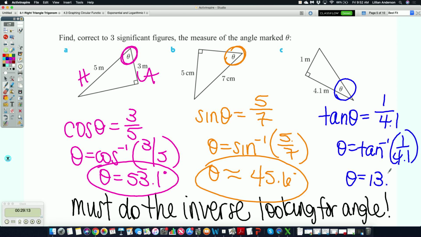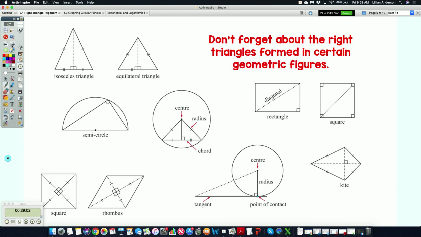13.7. Okay. I'm hearing all types of numbers. 13.7. Have we forgotten? Okay, let's keep it moving.